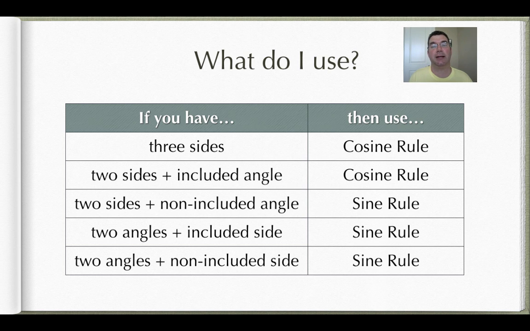I think the only other thing that can happen is that you only have the angles and none of the sides. Well, that's not enough information to tell me anything about the triangle because I need at least one side length to know how big it is.